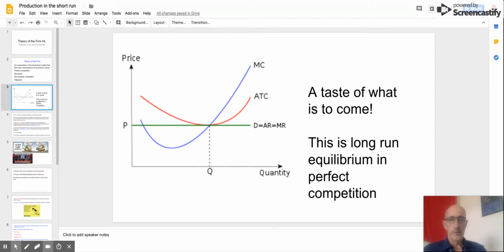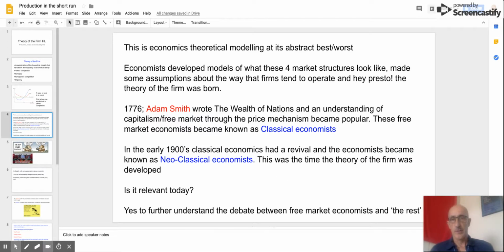It's an economic model of how a firm is thought to behave in a perfectly competitive market. We start off by looking at how we get there. Why is it that we've got a marginal cost curve and an average total cost curve, the shape they are? Why is the demand curve, the average revenue curve, in this case a perfectly elastic line? Those are the economic models that economists have developed over the years to try and explain an extremely complex world in which we live, where variables don't tend to stay constant over time.